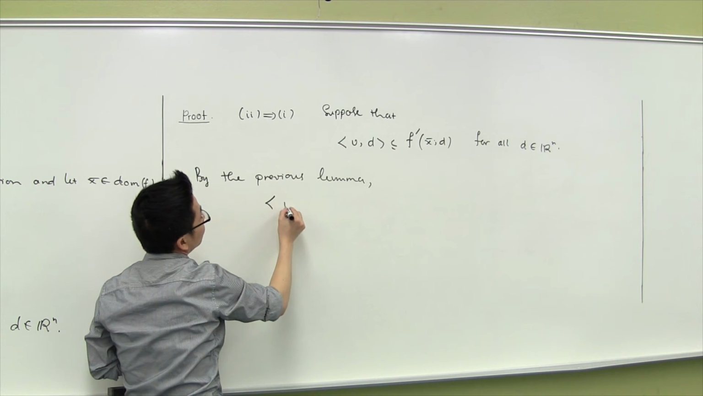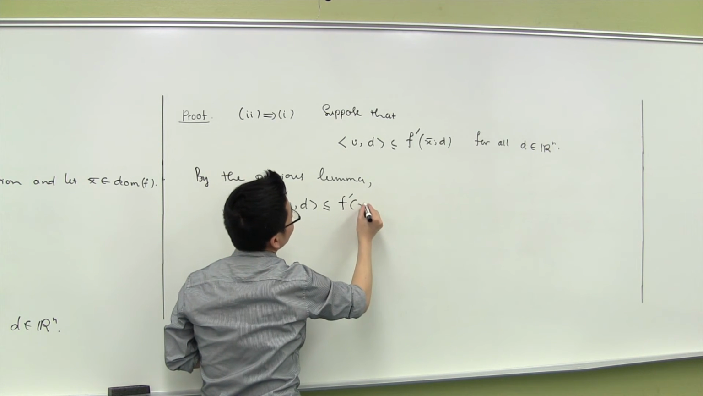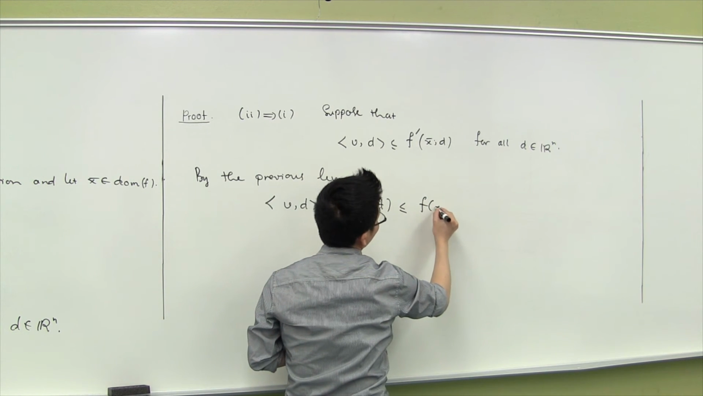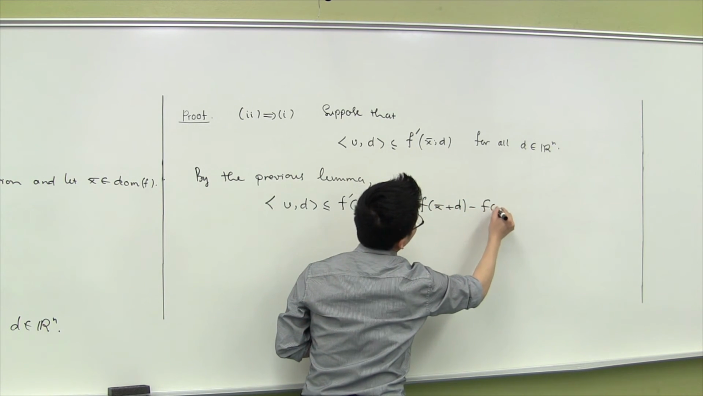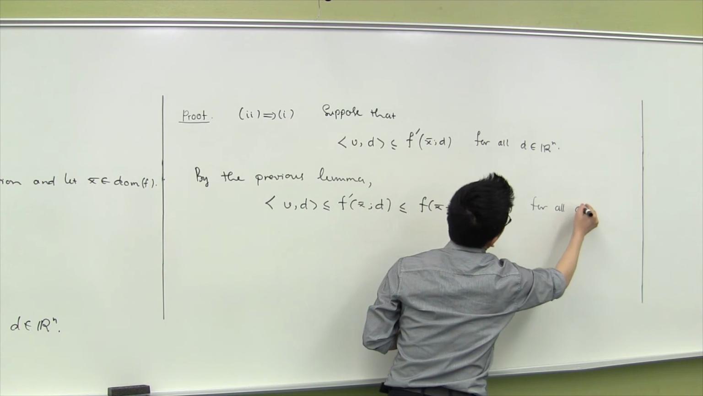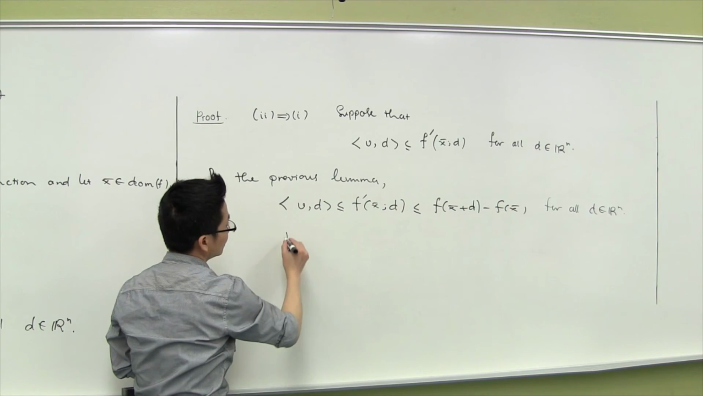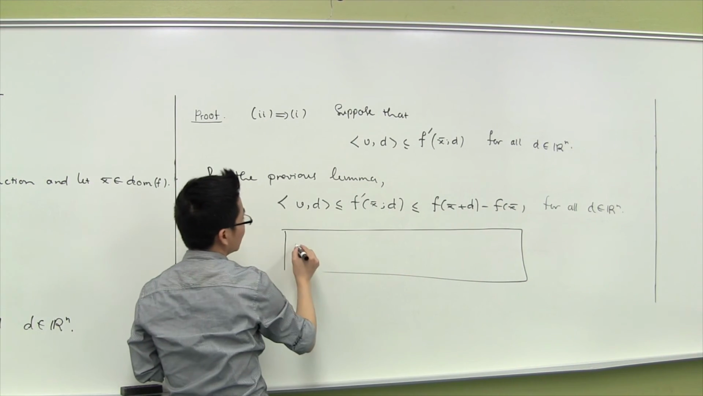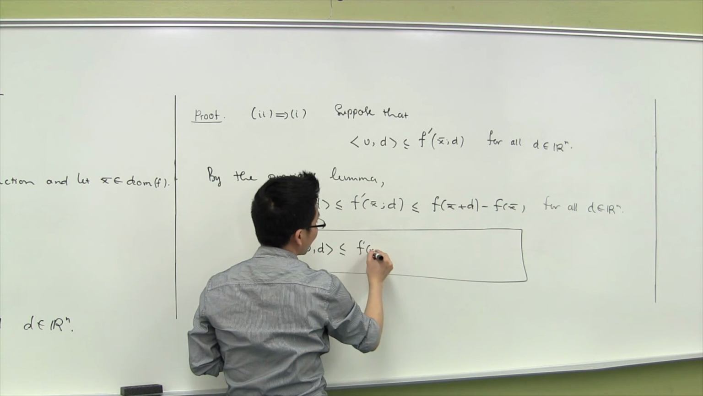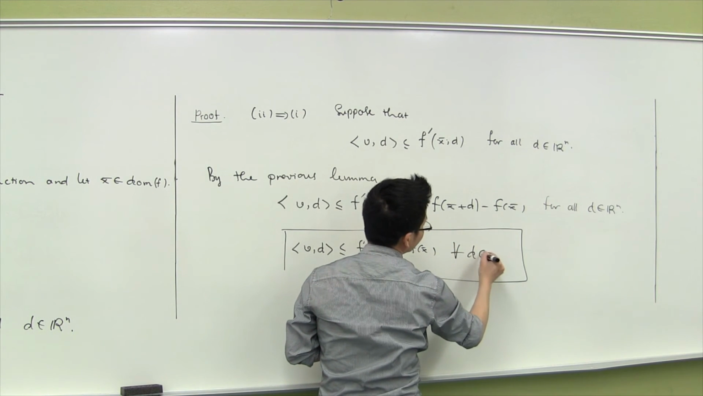the inner product of v and d is less than or equal to the directional derivative of f at x bar in the direction d, and this is less than or equal to f of x bar plus d minus f of x bar. And this is true for all d in Rn. Okay, so from this we get that the inner product of v and d is less than or equal to f of x bar plus d minus f of x bar, and this is true for all d in Rn.